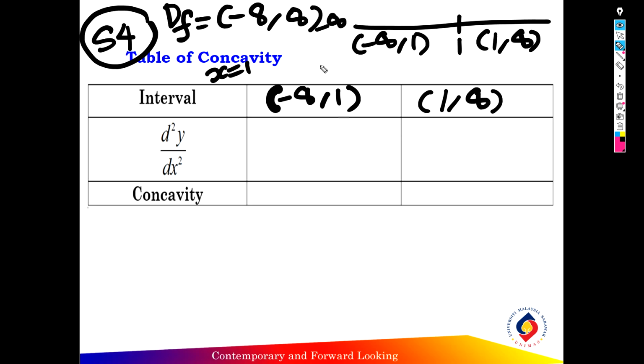Okay, and you pick the nearest value. For negative infinity to 1, the nearest value of x is 0 from the left. And for 1 to positive infinity, the nearest value is x equals 2. So you substitute this value into the second derivative and determine the sign of the second derivative.